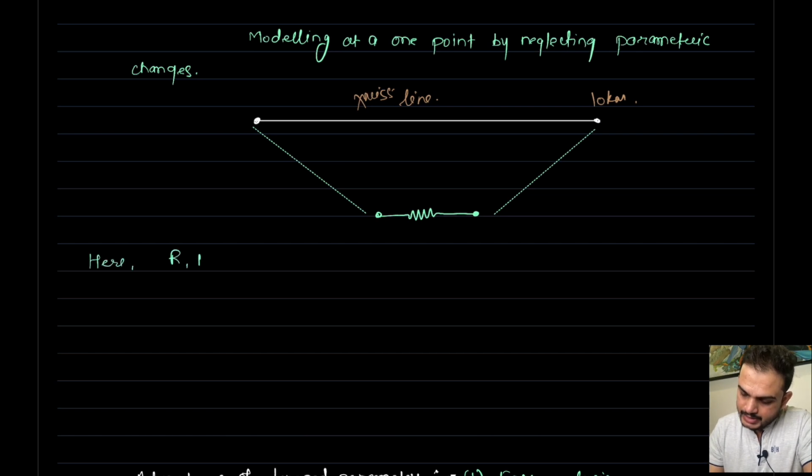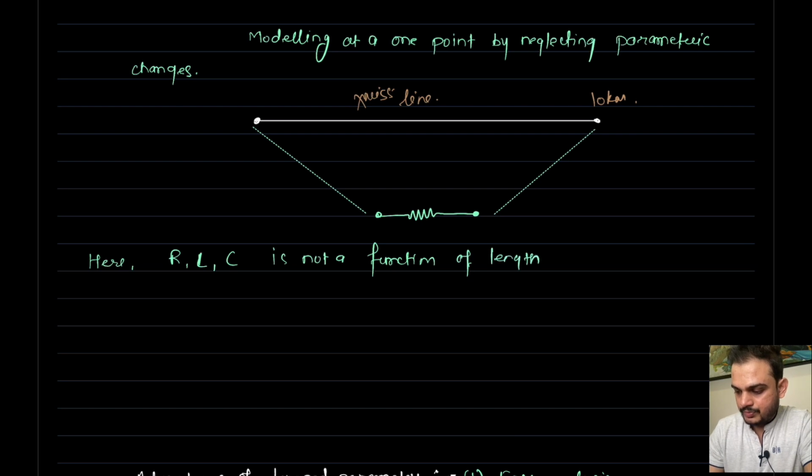Here resistor, inductor and capacitance is not a function of length. I will not take, like, for 1 kilometer my resistance is 1 ohm, for 2 kilometer my resistance is 2.5 ohm. Like that we are not going to take in the lumped parameter. We are going to lump, or abstract, this 10 kilometer line into one single resistance, inductance and capacitance. Let's take a simple example here.